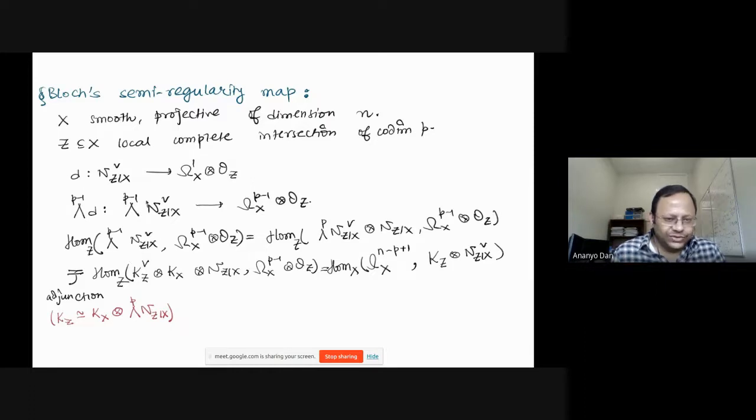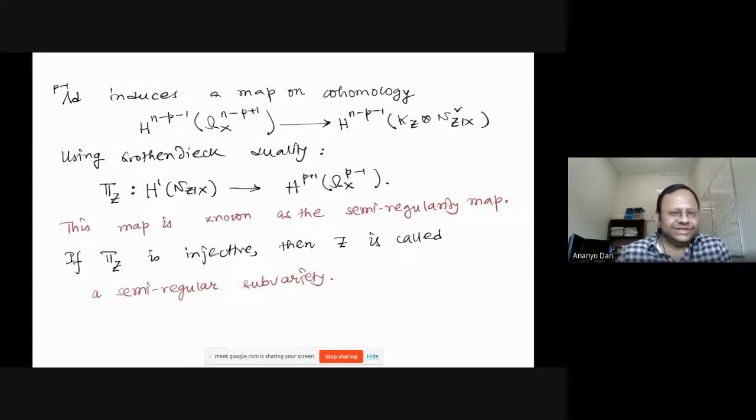Now you just play around with these two objects. So the homomorphisms from this object to here can be written in several different ways using the adjunction. And what you will finally end up with is a map from omega X n minus p plus 1 to the canonical, to the dualizing sheaf of Z tensored with the dual of the normal bundle of Z in X. Okay, the reason for doing this is that we are now going to use Grothendieck duality to look at something a bit simpler.